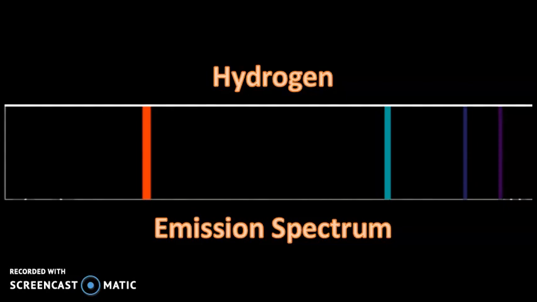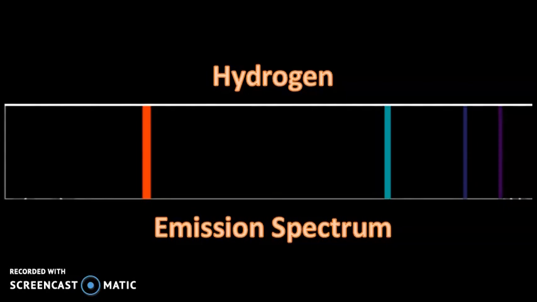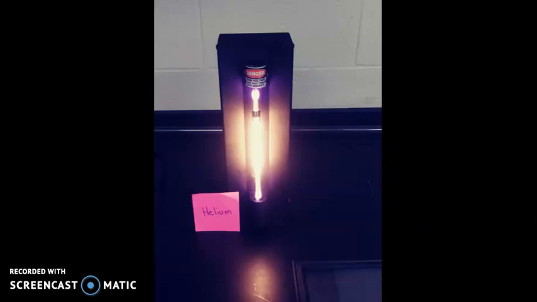So let's take a look at a couple more elements. Here is helium. And you can see that it's a similar but not quite the same color as what we see with our naked eye with the hydrogen. This one has a little bit more yellow in it. So I wonder if that's actually going to show up when we put the spectra paper in front of it.